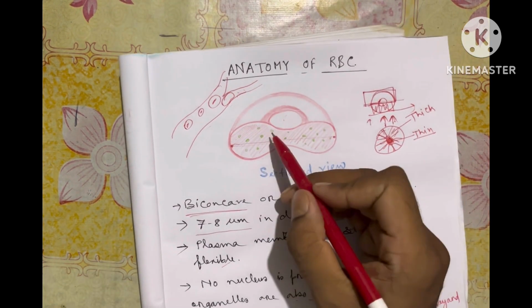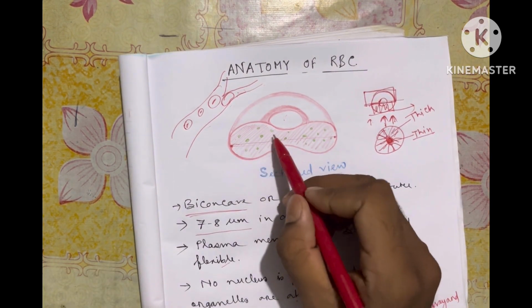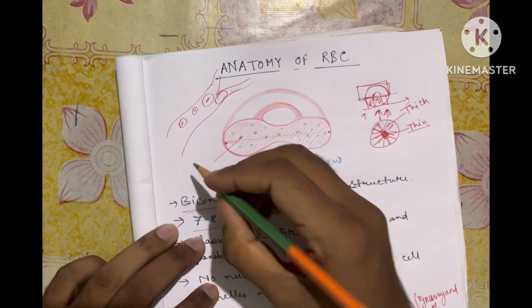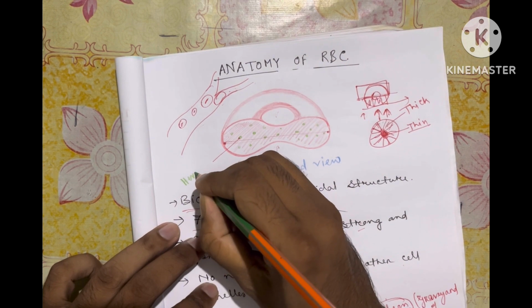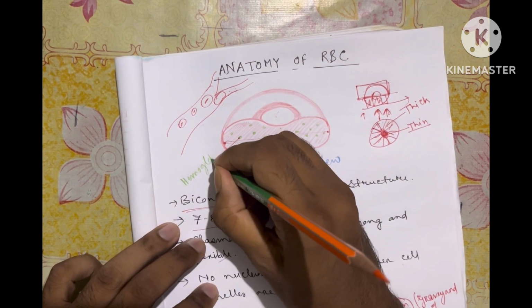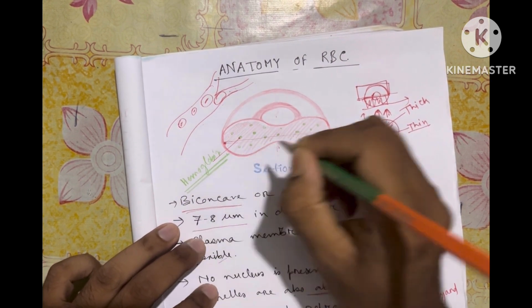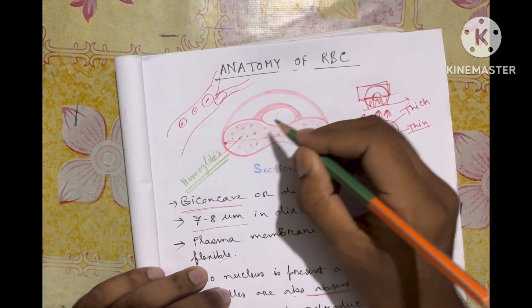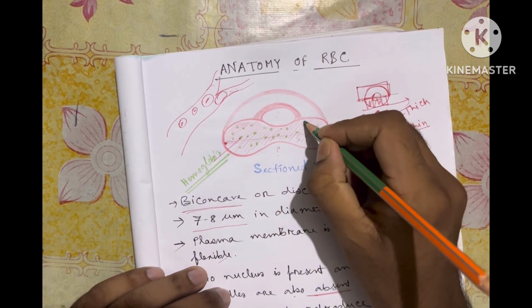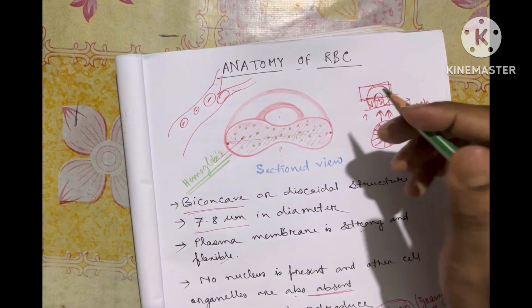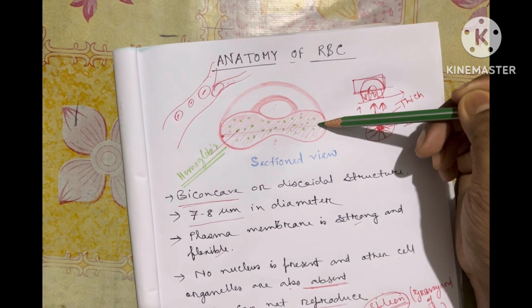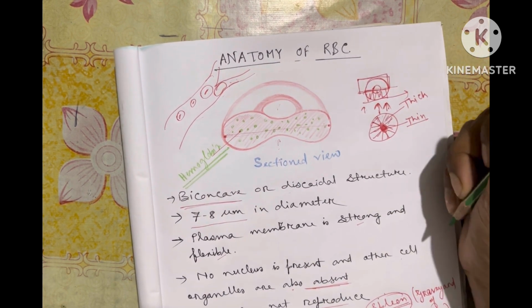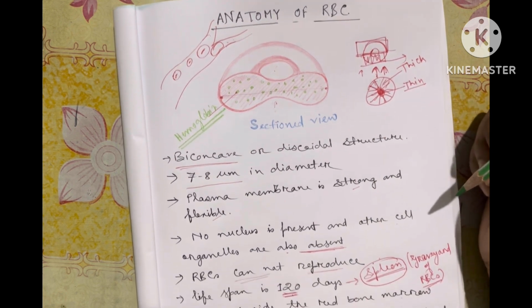So these green dots are nothing but the hemoglobins. So these hemoglobins are found inside the RBCs. If the question arises, if no nucleus and no cell organelles are there, then from where are these hemoglobins going to be formed? There must be some kind of precursor molecule.